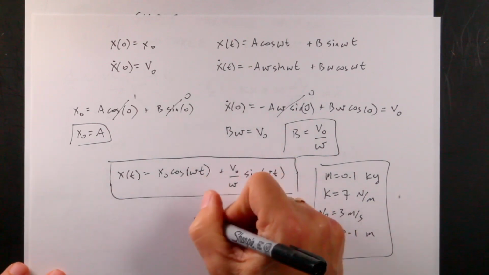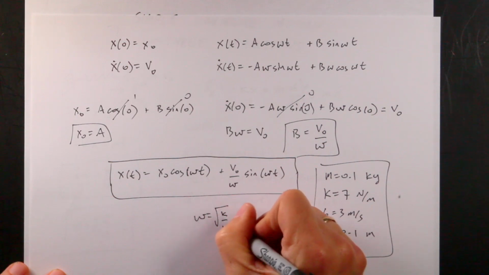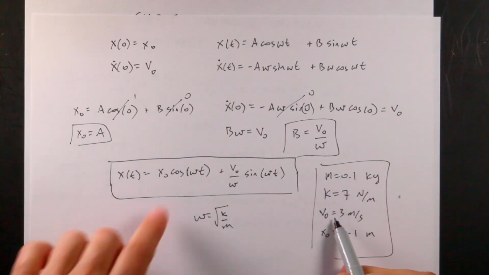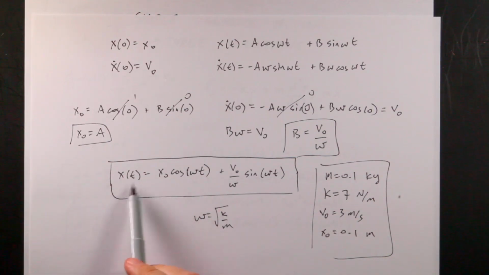Omega is the square root of k over m. So I need k and m, and then v0 and x0, which I'm going to put in. So I can calculate and plot it.